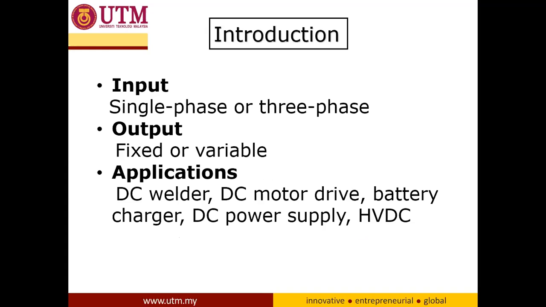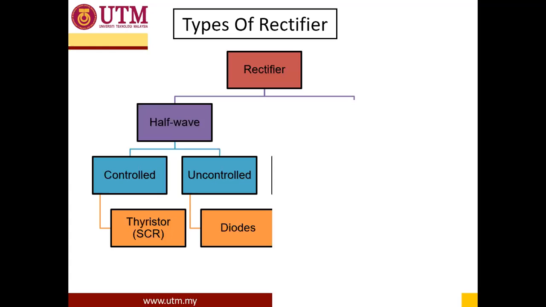The input can be either single phase or three phase. The output can be fixed or variable, and the applications are numerous, encompassing DC welding, DC motor drive, battery charger, DC power supply, and HVDC. And this is the tree that shows the classification of rectifiers.